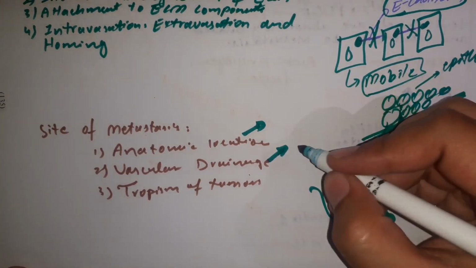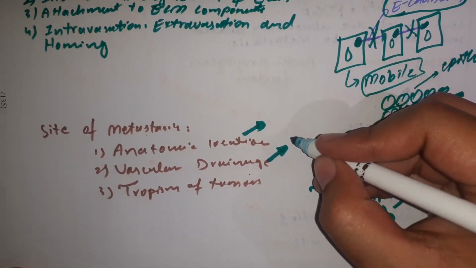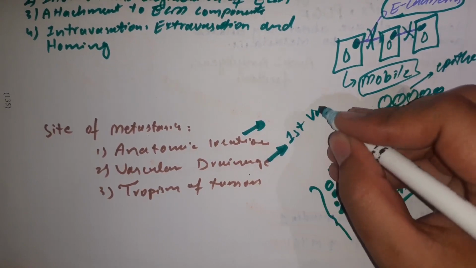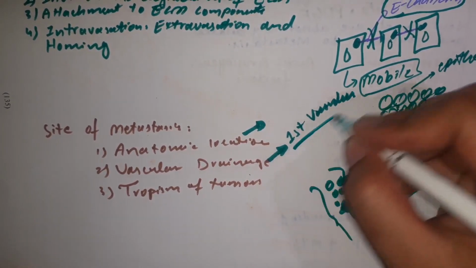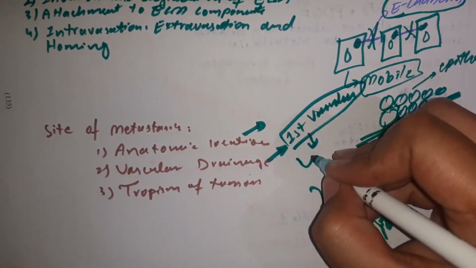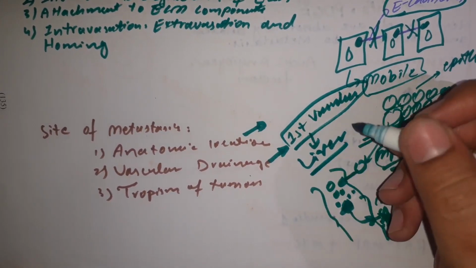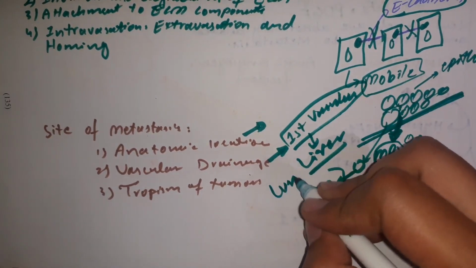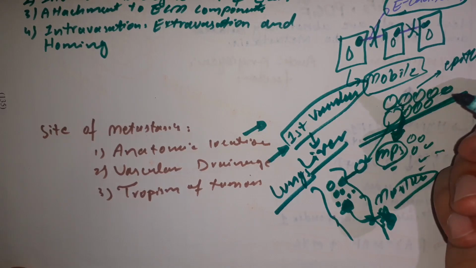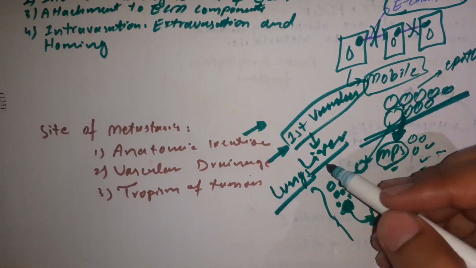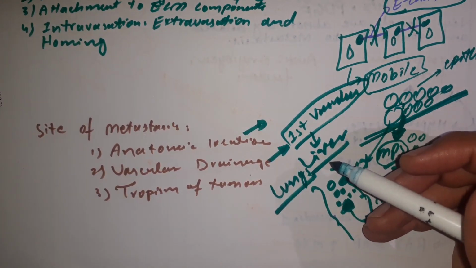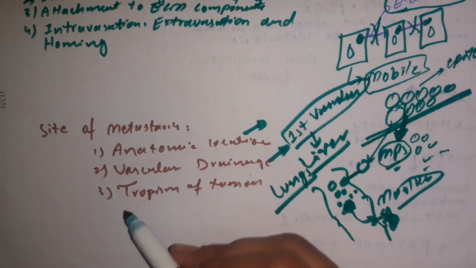In case of blood, or hematogenous, spread, the most common site of settlement is the first vascular bed. For example, a tumor arising from the GIT region settles in the liver because it encounters the first capillary bed in the liver. Moreover, certain tumors which enter the vena cava and go to the heart settle in the lungs because the first capillary bed they encounter is in the lungs. So the lungs and the liver are the most common sites of secondary mets. Next is also tropism of the tumor.